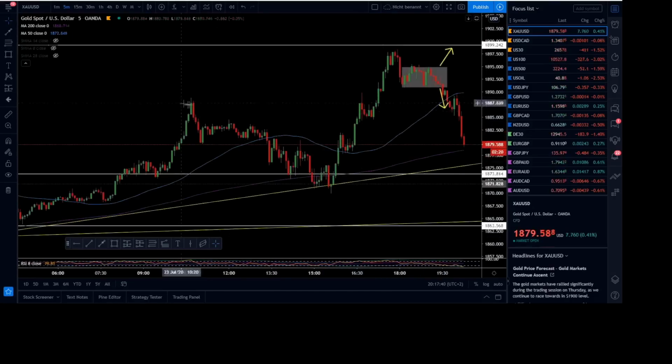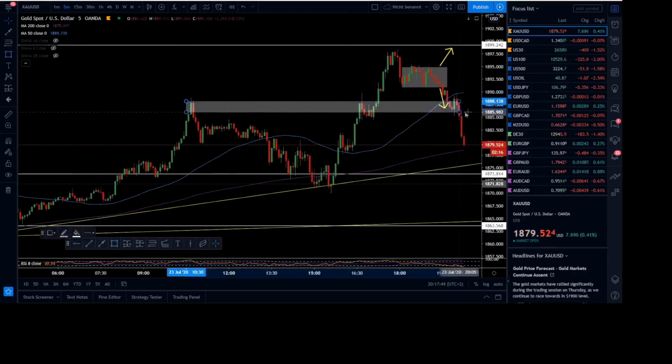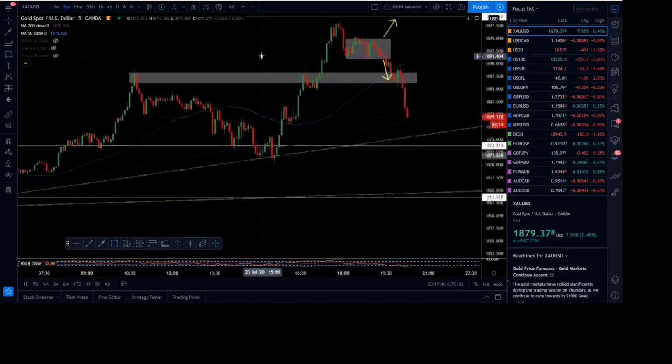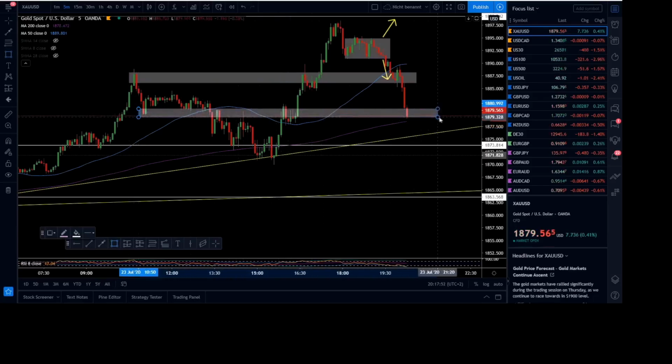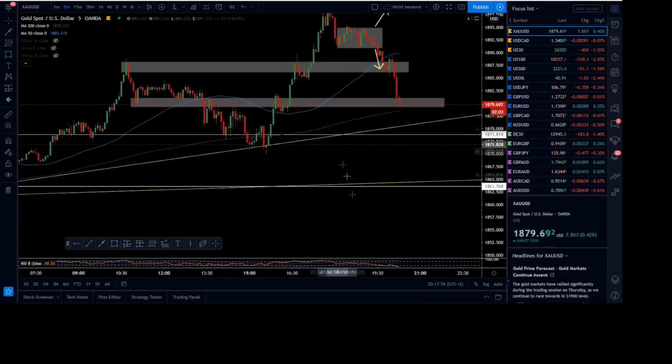So we had a level over here. Somewhere around here was a channel where we slashed through it, and this one is a clear level where price is reacting as well. And here in this area would be another one, this area here.